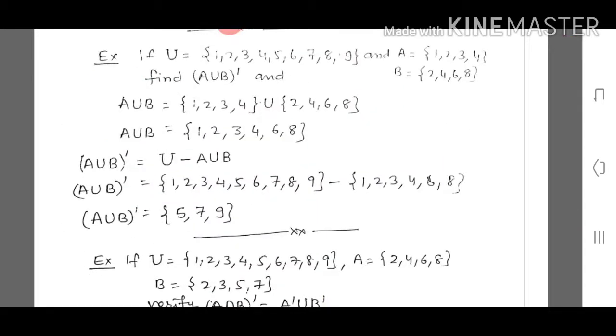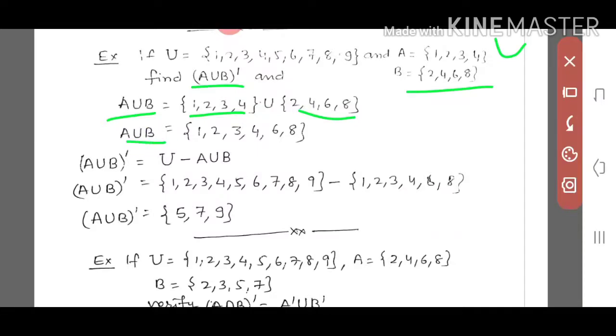Look here, one more question we will take. The universal set is given to you as 1, 2, 3, 4, 5, 6, 7, 8, 9, and A is given to you as 1, 2, 3, 4, B is given to you as 2, 4, 6, 8. You have to find here A union B whole complement. So first of all you find A union B. A union B means this is the A and this is the B. Okay, then you have to write the union.